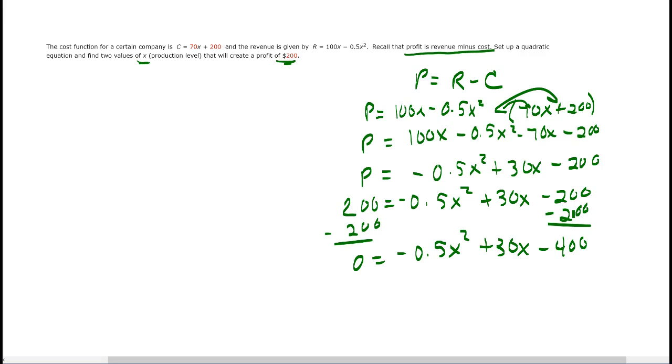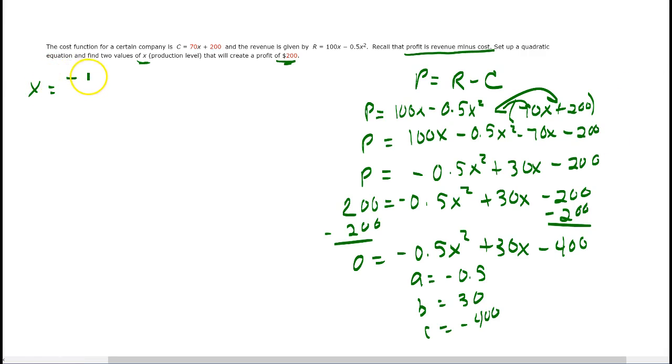And there's really several different ways. We could divide by 1/2. We could use the quadratic formula as it sets. So it just kind of depends on how you may want to do it. I'm going to go ahead and use the quadratic formula. There's my A, there's my B, and my C is negative 400. So let's plug that into our quadratic.